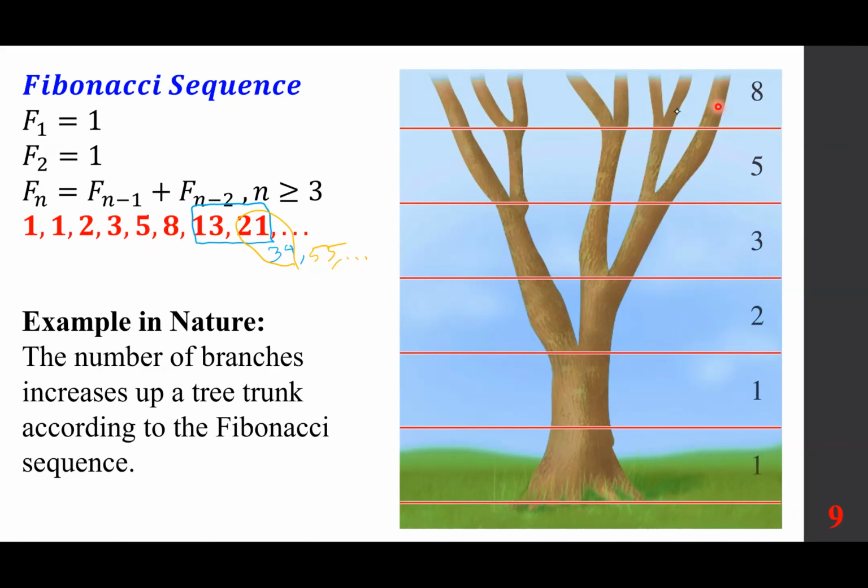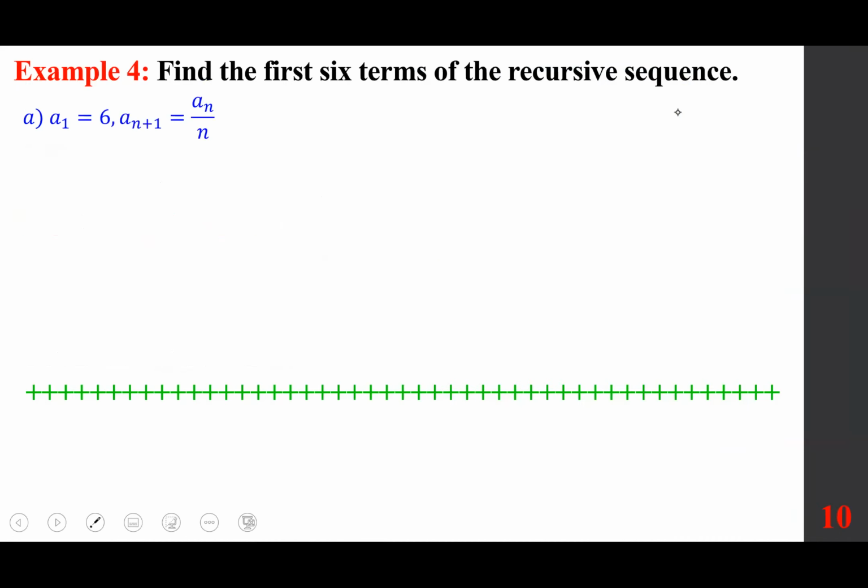Let's look at more examples. So we want to find the first 6 terms of the recursive sequence. The first one says a sub 1 is given. The number is given as 6. And a sub n plus 1 is a sub n over n, meaning if I want the next term, I look at the previous one and I divide by n.